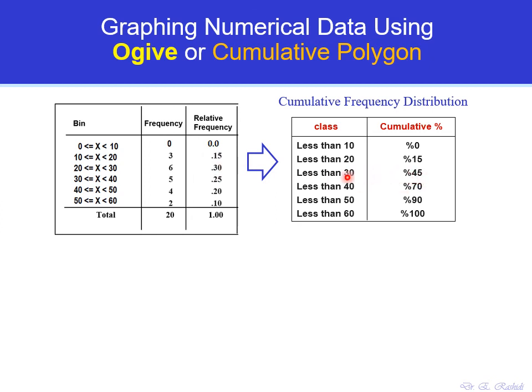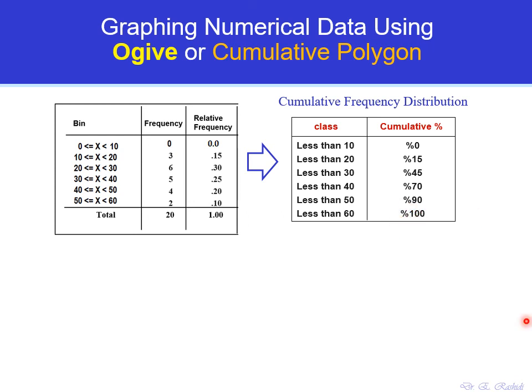I'm going to do one more. The next one is less than 40, which means it includes numbers between 30 and 40, between 20 and 30, between 10 and 20, between 0 and 10. And the cumulative percentage would be the summation of all of these: 0 plus 0.15 plus 0.30 plus 0.25. And that would be 0.70. So if we keep doing this, we're going to have all of the numbers covered, 100%.